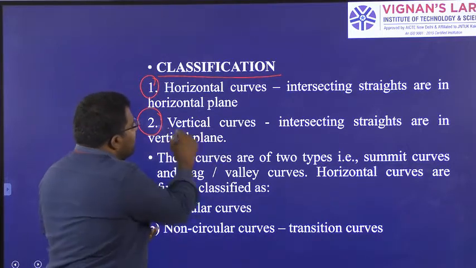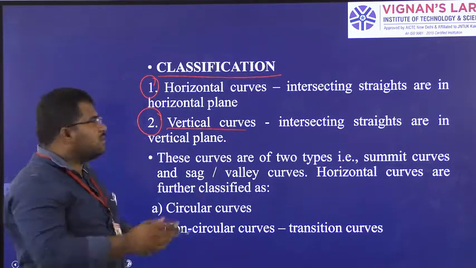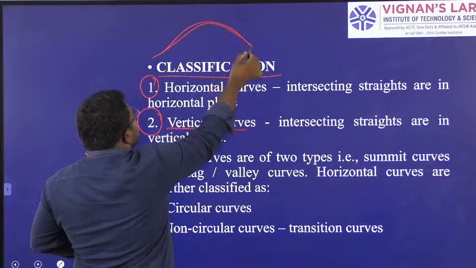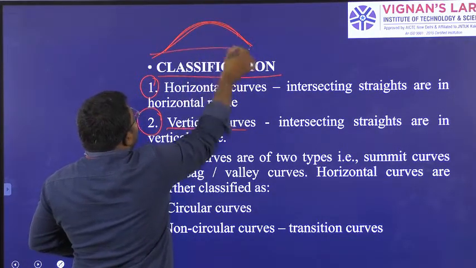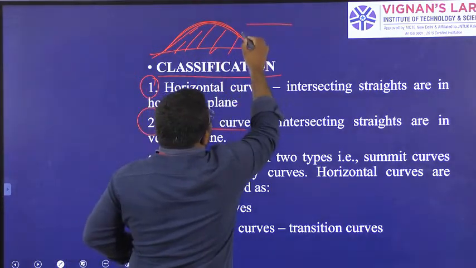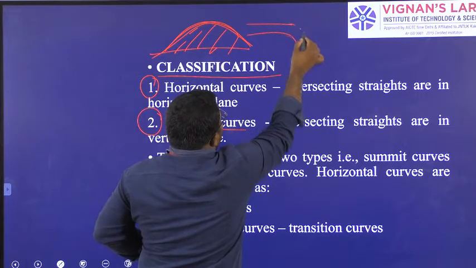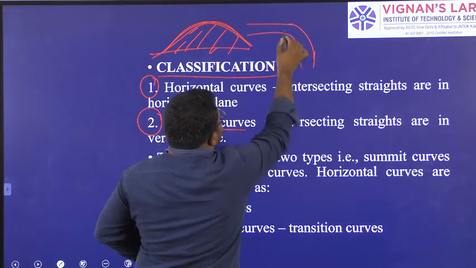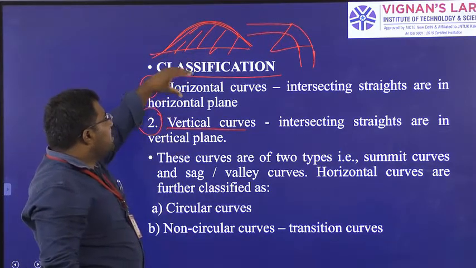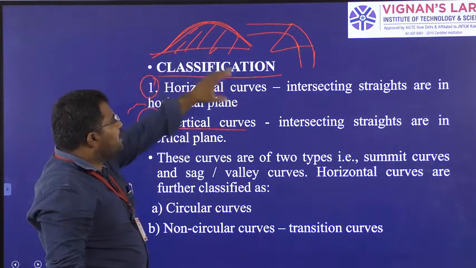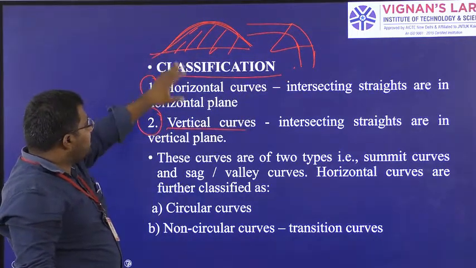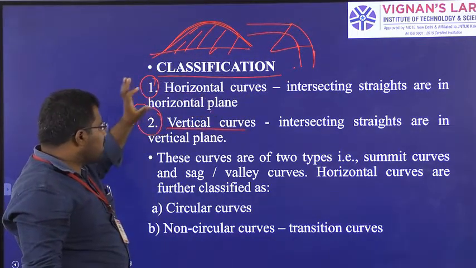Then coming to the vertical curves. Where will you see vertical curves? Already told, during a hill. If there is a high location like this, you will see the vertical curve. When you take a road, you will see the horizontal curve, where the intersecting sides are in the horizontal plane. If it is a vertical plane, those curves are called the vertical curves.